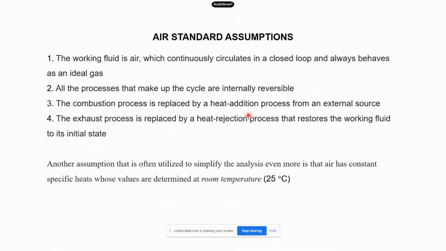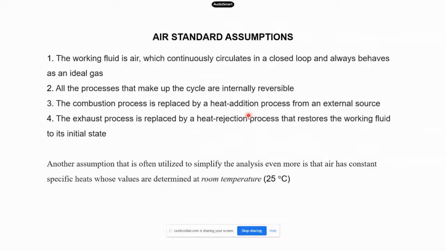Now, the second assumption is that all the four processes that make up this cycle are internally reversible. In theory, yes, we can say that the processes are internally reversible, but in actual fact, practically, there are no processes that are internally reversible, but we have to make that assumption.